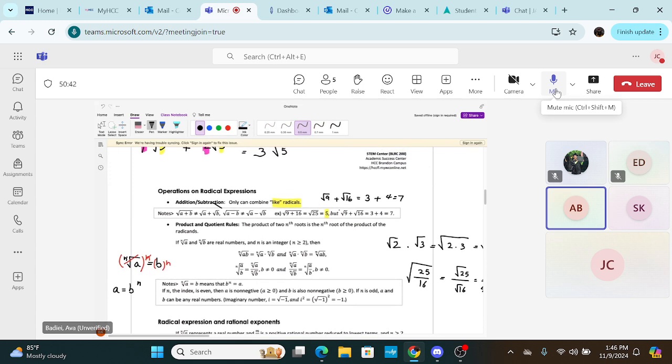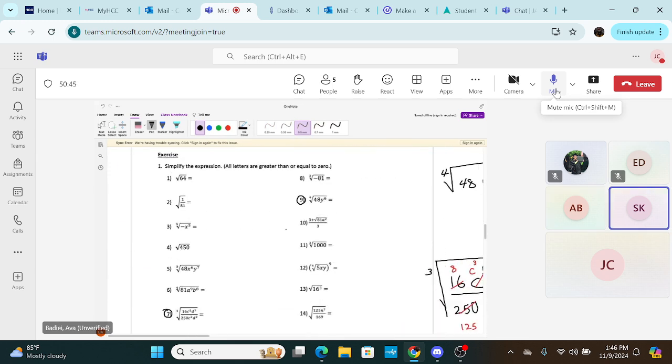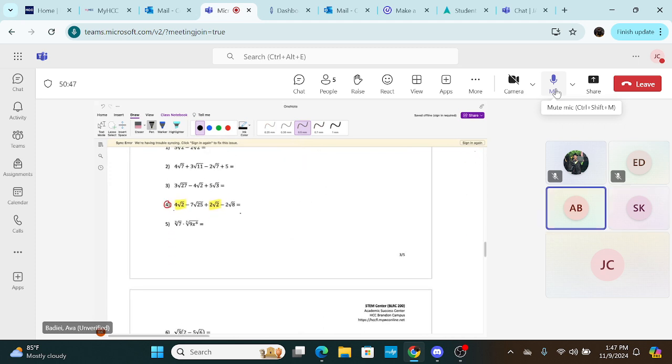Let's look at here. The radicand should remain the same, right? That's it. So the 6 was correct. Yes, 4 plus 2 is going to be 6. But in addition and subtraction, you don't touch the radical. So you just write down square root of 2. But good job. You have an idea of what to do.